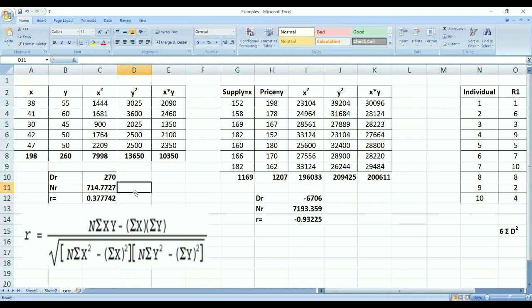मैम ये डीआर और एनआर क्या है? Denominator, numerator. ओके.